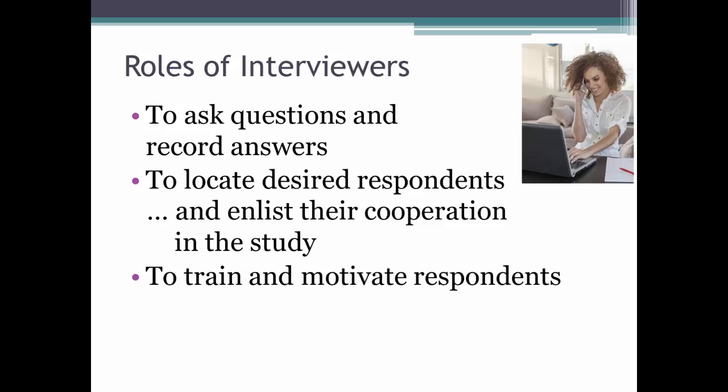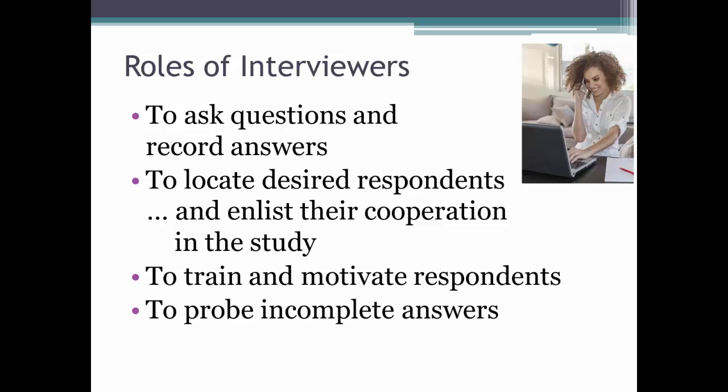Which leads us to the next one, which is probing incomplete answers to ensure that the answers meet the question objectives. Say you're interviewing about people's perceptions of crime, and one question is, what is the number one issue facing your city today? The respondent replies with crime. You will need to probe to ask, what kind of crime? And many times a response of don't know or undecided needs to be probed with something like, "I know it may be difficult, but can you think of an issue that you feel is really important that is facing your city now?"